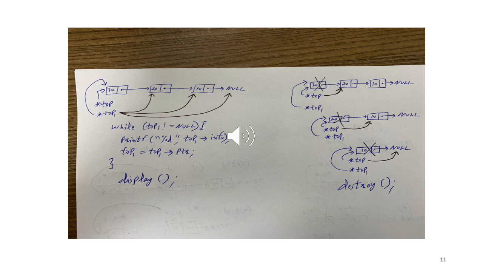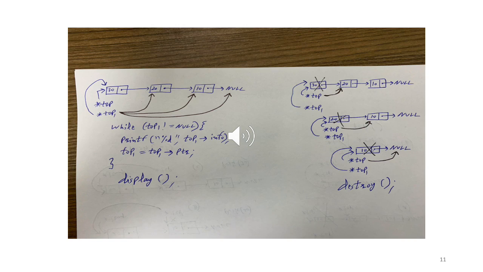So now top one points to the node with info 10. Still not null. So print top one arrow info, print 10. Top one is top one arrow PTR. This time top one arrow PTR is null. So now while top one not equal to null will be false, and we will get out of this display. So we will display 30, then 20, then 10. Okay, I hope the display is clear.